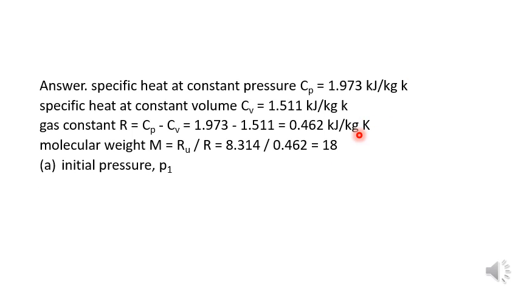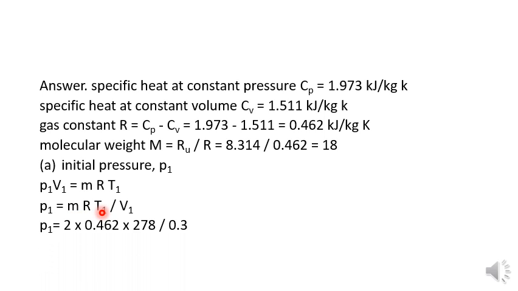Next, write the initial pressure P1. How will you get the initial pressure P1? We know that P1 V1 is equal to MR T1. So from that, P1 is equal to MR T1 by V1. We know the M value, R value, T value and V1 value. Substitute all the values in the equation and we get the pressure P1 is equal to 856.24 kilonewton per meter square. So by using the ideal gas equation, we get the initial pressure P1 is equal to 856.24 kilonewton per meter square.